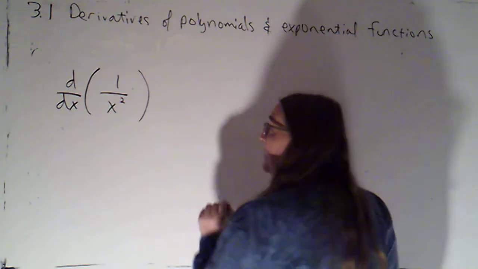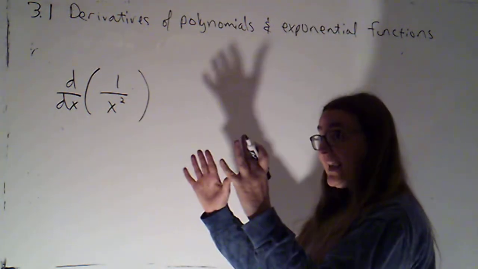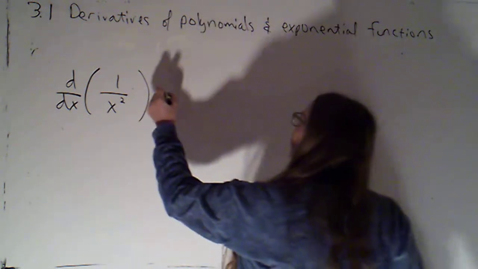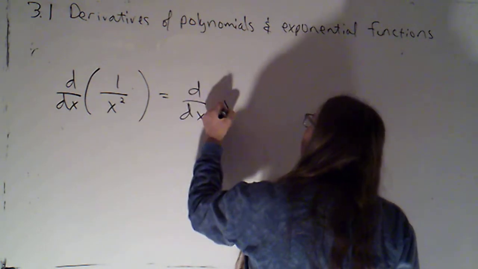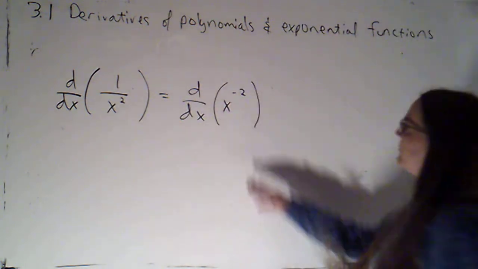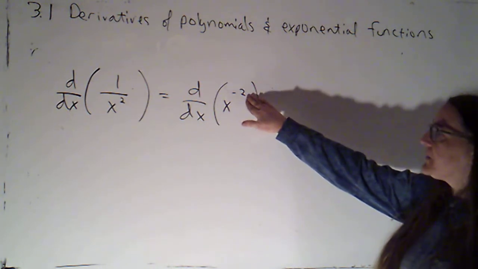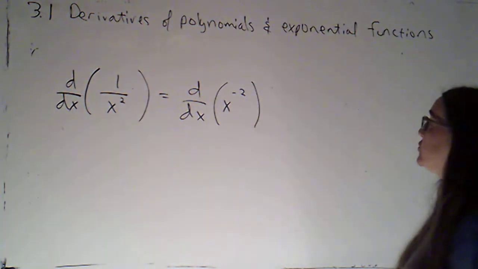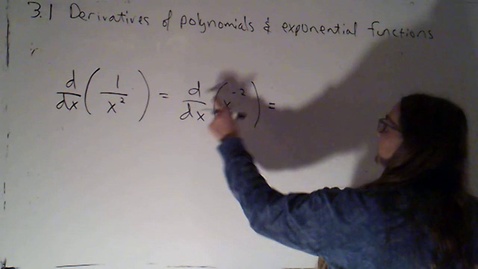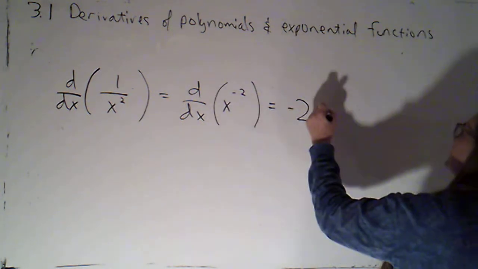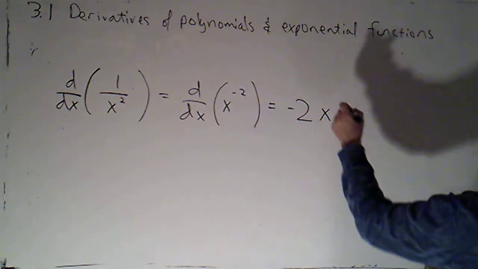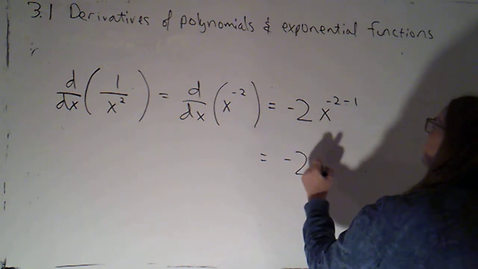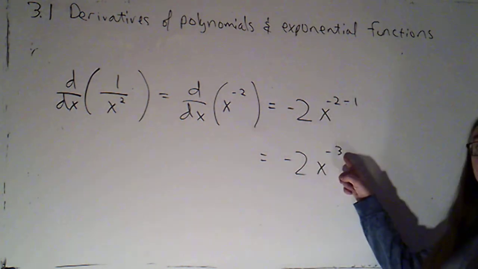All right, I can apply the power rule if I have just x to a power. This is 1 over x to a power, that's different. But I know that when my x's are in the denominator, I could rewrite that as a negative power. So 1 over x squared is the same as x to the negative 2. So that power comes down, we get negative 2, and then it's x to the 1 less power. So that would be negative 2 minus 1. That's going to be negative 2 x to the negative 3.